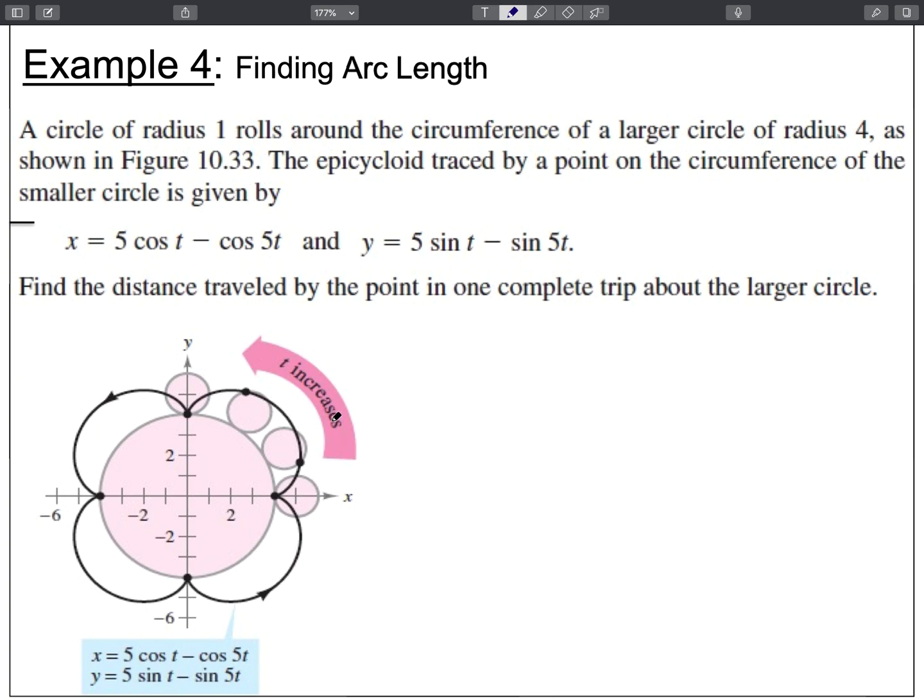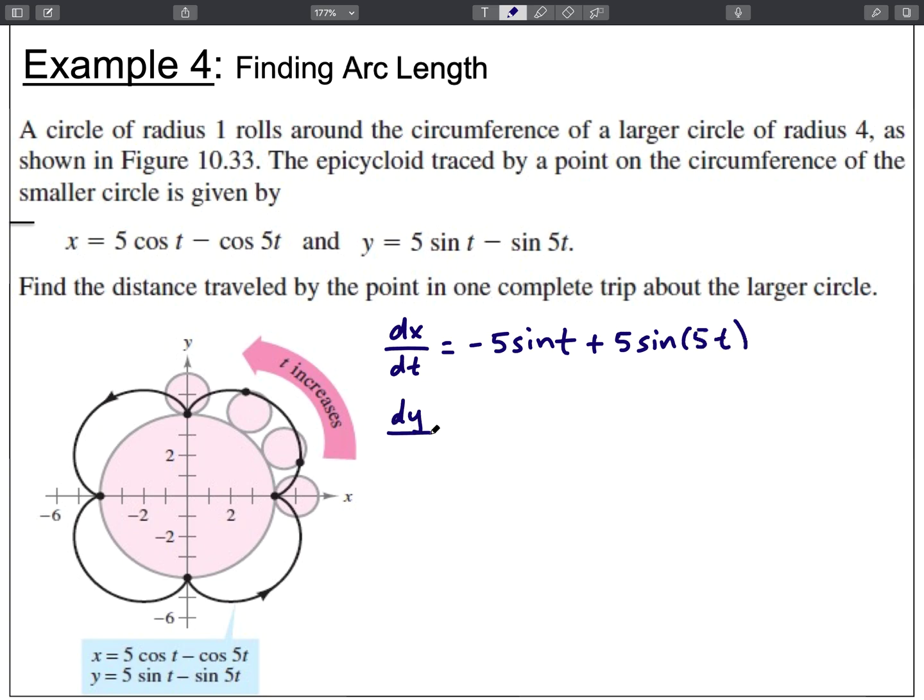How about if we find dx/dt? Let's find that first. The derivative of 5 cosine of t, we know the derivative of cosine is negative sine. So this will be negative 5 sine of t, minus cosine of 5t. If I try to take the derivative of cosine of 5t, I'm going to run into chain rule. I know the derivative of cosine is negative sine. The derivative of the inside function is going to be 5. So this is going to turn into plus 5 sine of 5t.